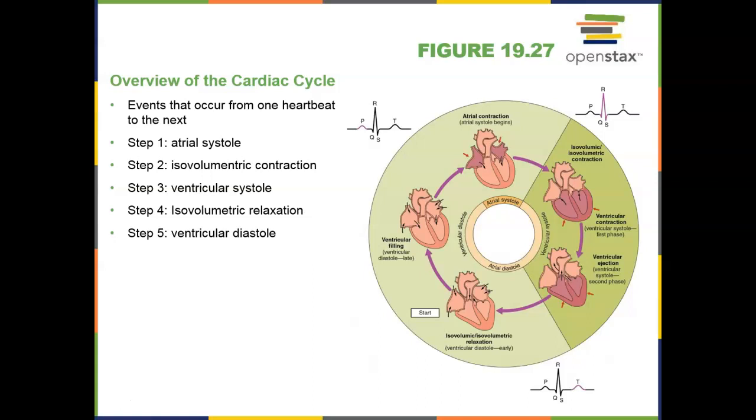The ventricles enter ventricular diastole, and blood starts moving in from the atria. So blood is pooling in the atria. Once that diastole occurs, then the tricuspid and bicuspid valves open, and we have ventricular filling during that diastole stage until, again, the atria contract.